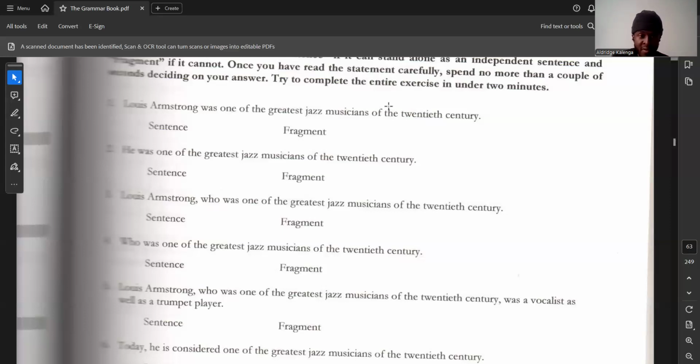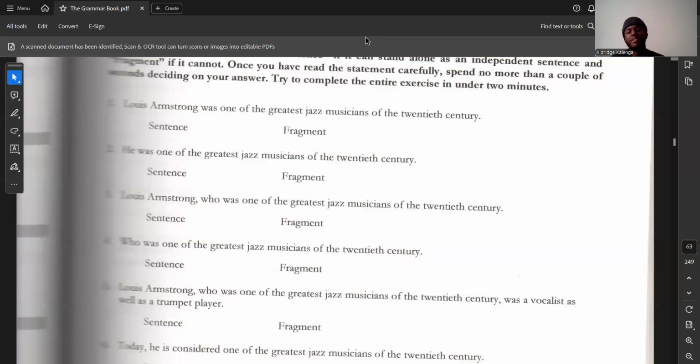Louis Armstrong was one of the greatest jazz musicians of the 20th century. Sentence or fragment? I think it's a sentence. Okay, Louis says sentence. Winter, what do you think? I also think it's a sentence.